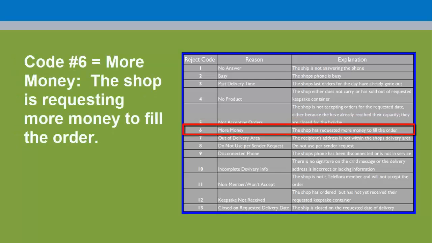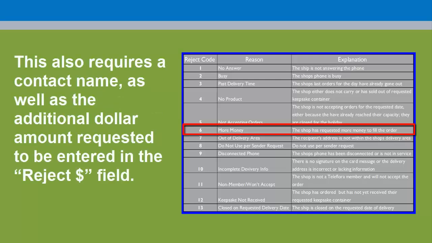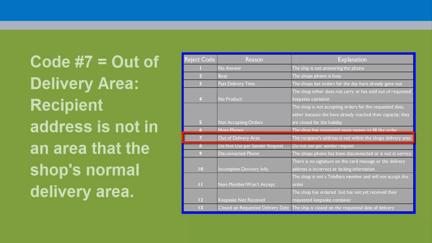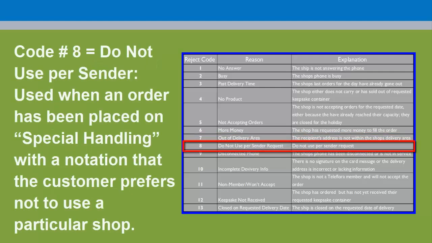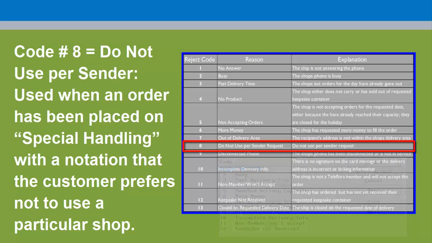Code number 6 indicates that the shop is requesting more money to fill the order. This code also requires a contact name, as well as the additional dollar amount requested, which will be entered into the reject dollar field. Code number 7 stands for out of delivery area. This means the recipient's address is not located in the shop's normal delivery area. Code 8 means do not use per sender. You will see this when the order has been placed on special handling with a notation that the customer prefers not to use that particular shop.